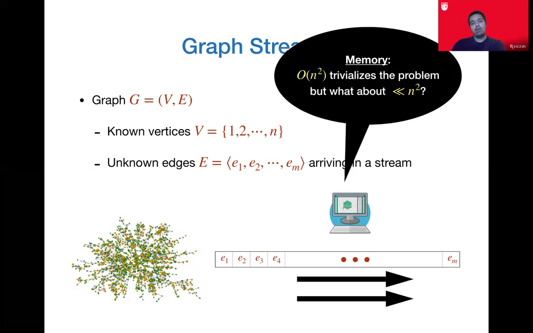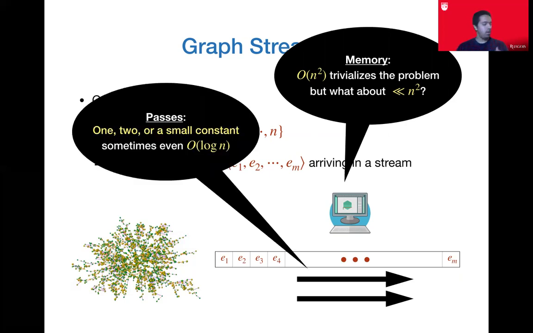Now here, a graph with n vertices can have up to n² edges. So if the memory of the algorithm is order n², then of course it can store the entire input and solve the problem. But what if the memory is much, much smaller than n²? Then something non-trivial should happen in the algorithm.